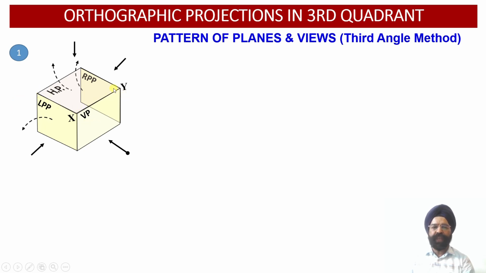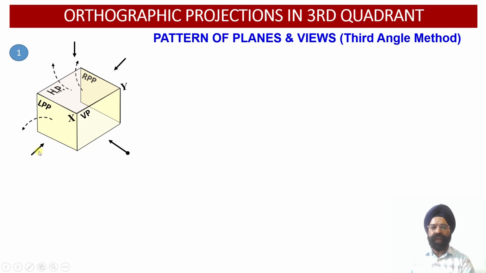When we look at this object from the top, we are going to obtain top view projections over here, and then the horizontal plane will be rotated in the upward direction around this XY reference line or this hinge over here. So we are going to obtain the top view projections of this point above the XY reference line.